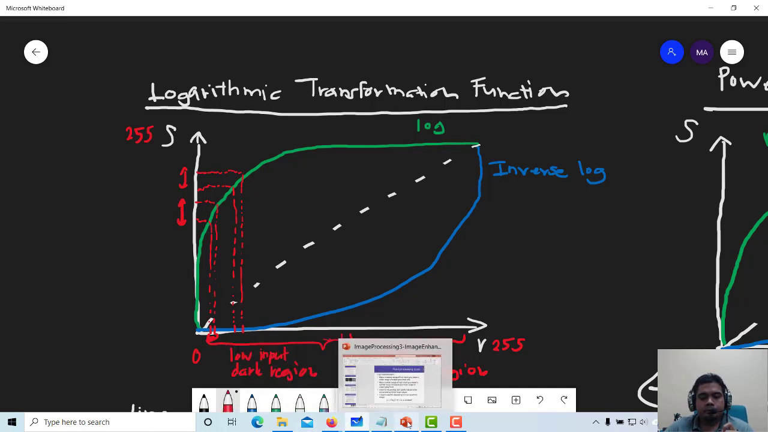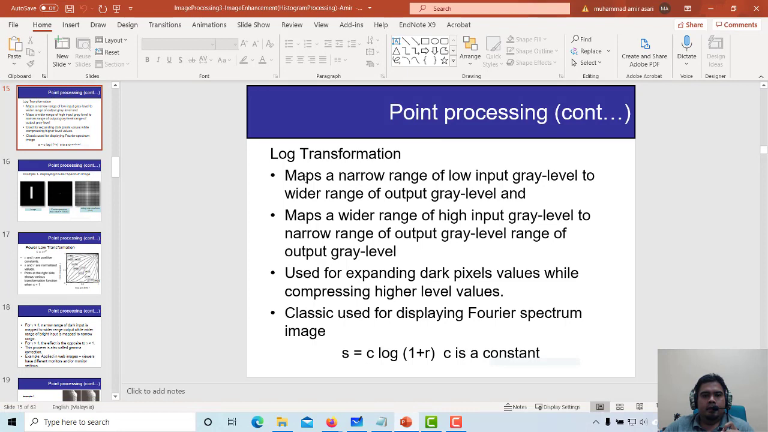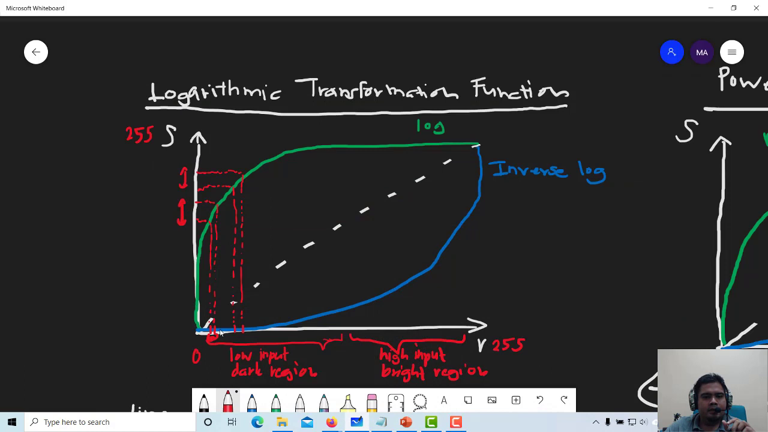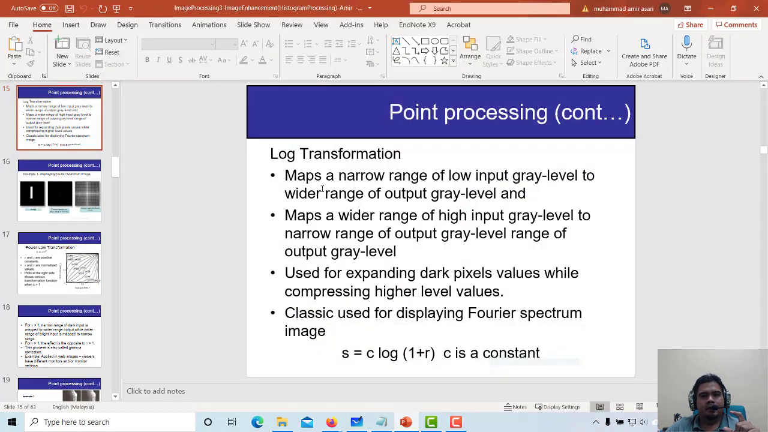As you can see, the log transformation function will map a narrow range of low input gray level. That's why I draw a narrow range under the region of low input, which is this one. So I map the narrow range there into the output, and I find that it becomes a very wide range at the output side. So that is the meaning of this statement.